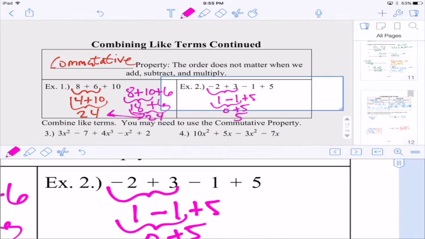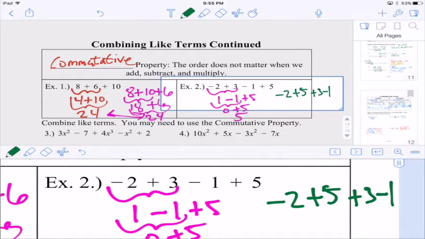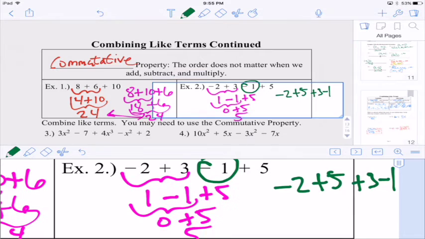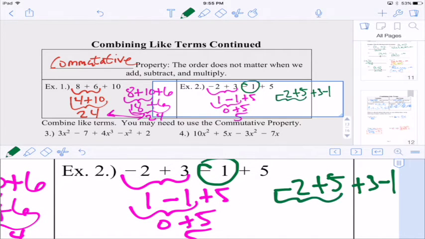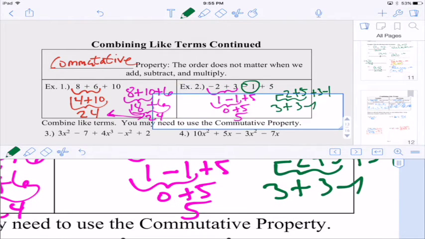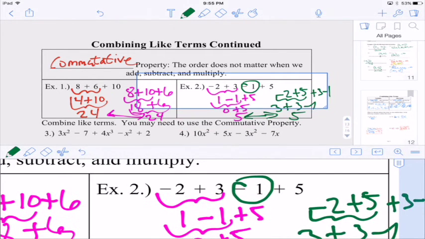But if we switch the order, we could have also said negative 2 plus 5 plus 3 minus 1. Now notice that I moved that negative 1. The sign needs to stay with it, so I put it at the end. It's going to give us the same answer. So negative 2 plus 5 is 3, plus 3 minus 1. 3 plus 3 is 6. 6 minus 1 is 5. They're both the same answer. So again, the order doesn't matter as long as you keep the sign that's in front with the number. So that is a negative 1 that needs to stay.